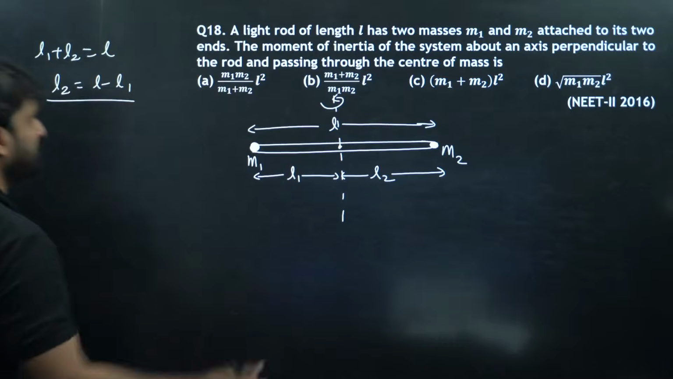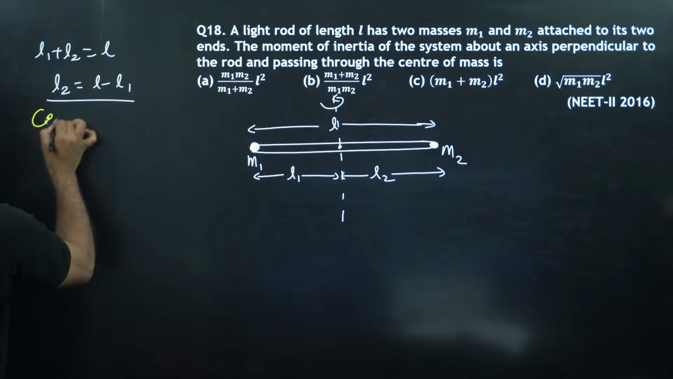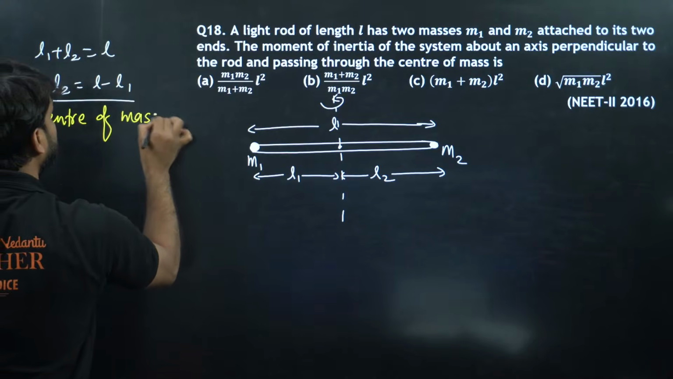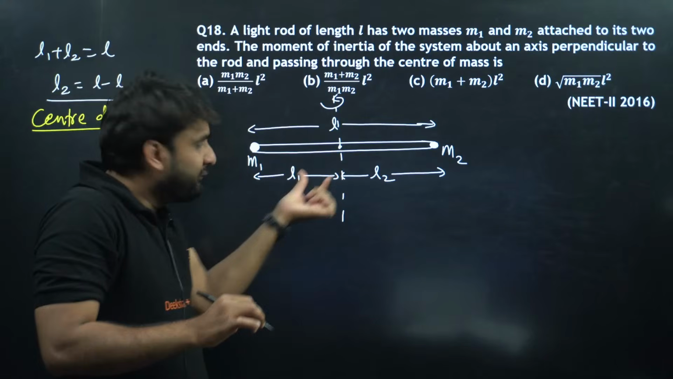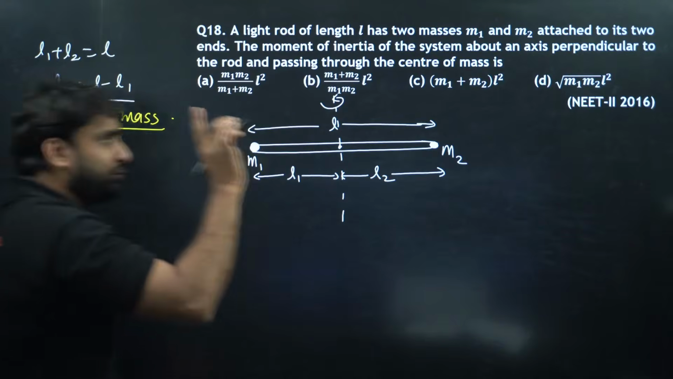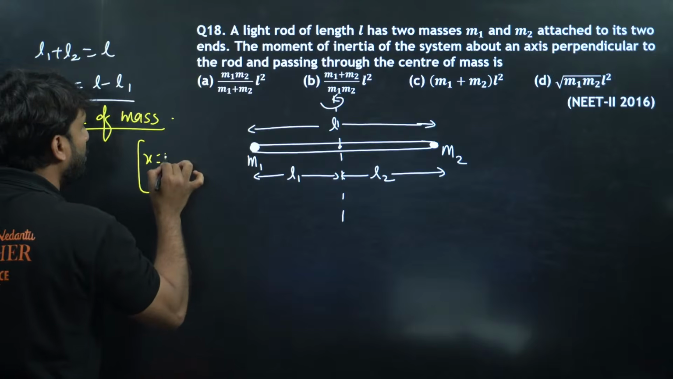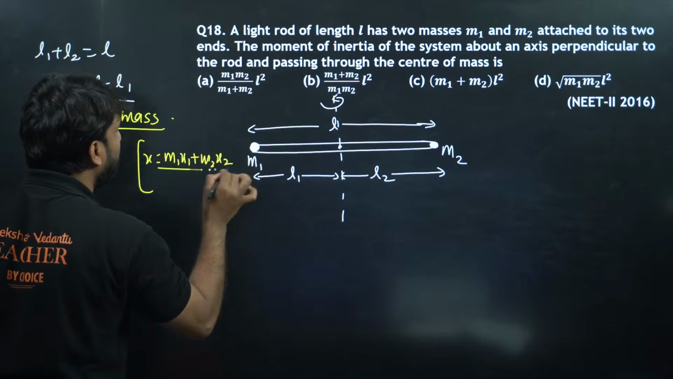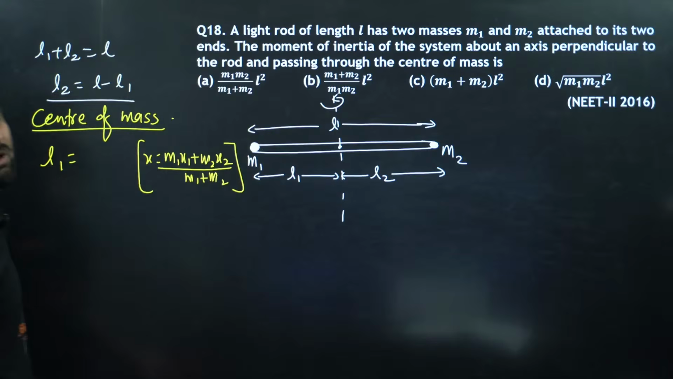Okay, let me give the solution. I was waiting for you all. So first find out the center of mass. If we consider the center of mass to be here for the x-axis at L1, you know this formula, let me give it here. X is equal to m1x1 plus m2x2 divided by m1 plus m2. Same formula, bro. This is X_CM.